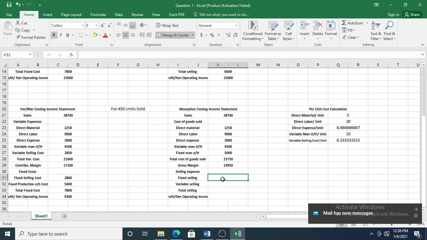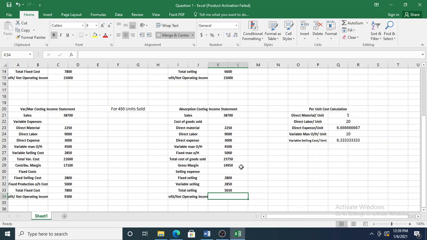Selling expense is fixed selling plus variable selling. Fixed selling is 2,800. Variable selling is 2,850. The total selling will be this plus this, and we're going to deduct 5,650 from the gross margin.